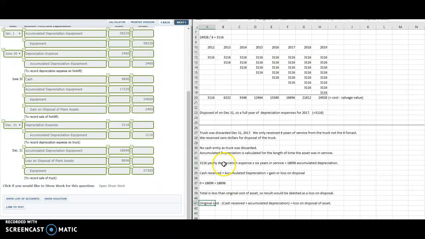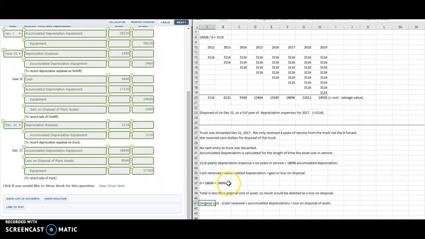And so in this case, we can look at our cash received, which is $0, plus our accumulated depreciation for 6 years of depreciation was $18,696. So that gives us a value of $18,696, and that is less than we paid for the original asset. So that would be a loss.